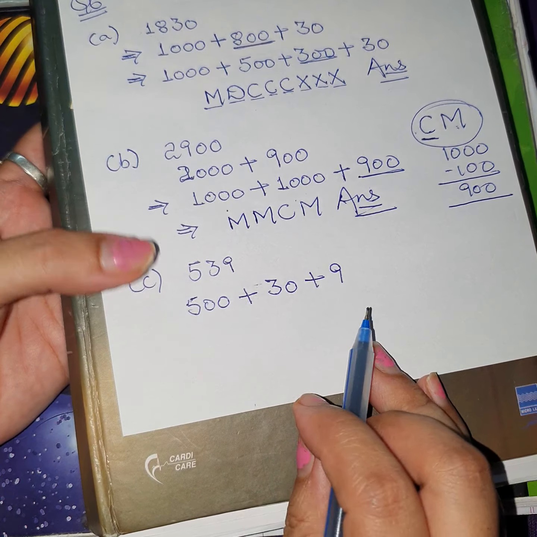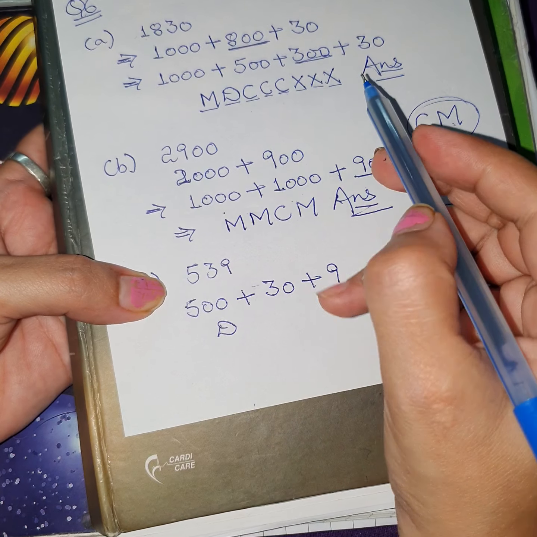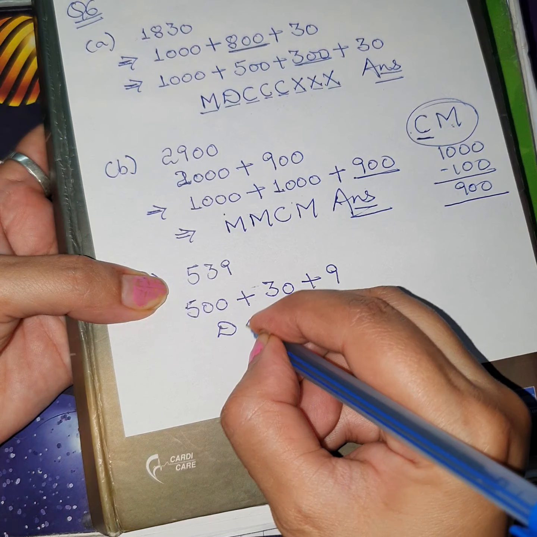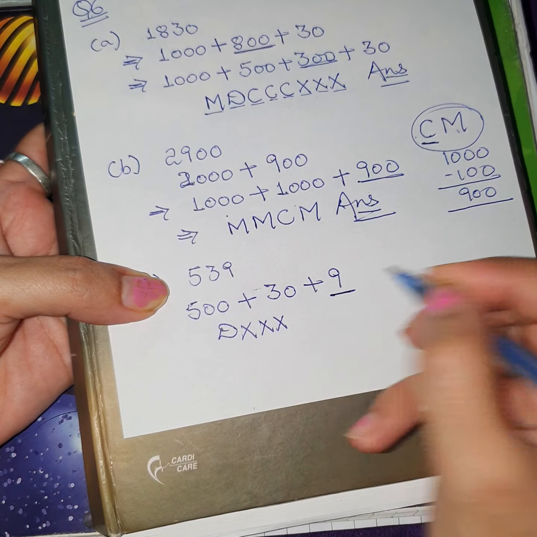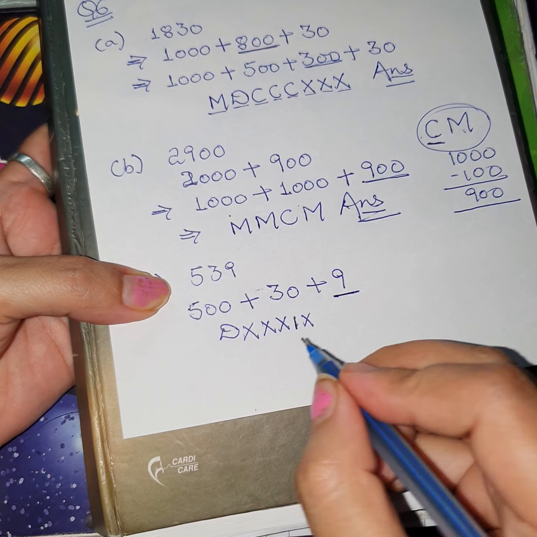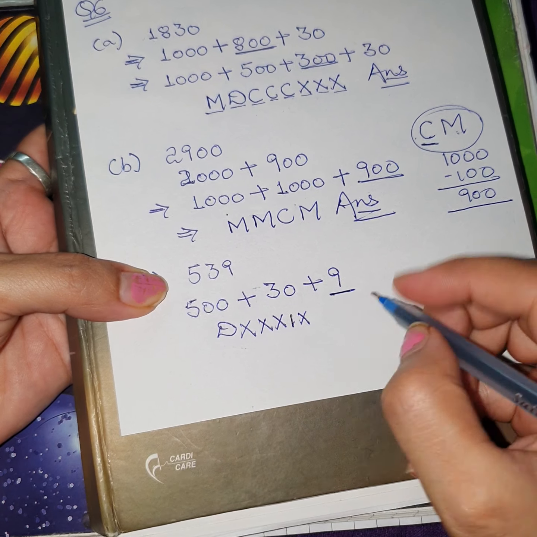Now this is very simple. To write 500 we use letter D. For 30 I have already told you, 30 means we will write letter X 3 times. So X, X, X is 30, and then 9. You know how to write 9? I, X. So like this we can write 9. So this is your 539.